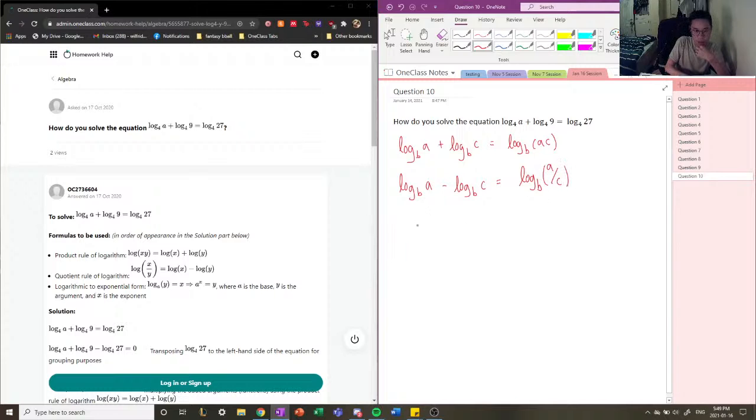And the final property is that log base b of a equals x can also be written as b to the power of x equals a. Okay? So we're going to use these three properties to help us solve for a.